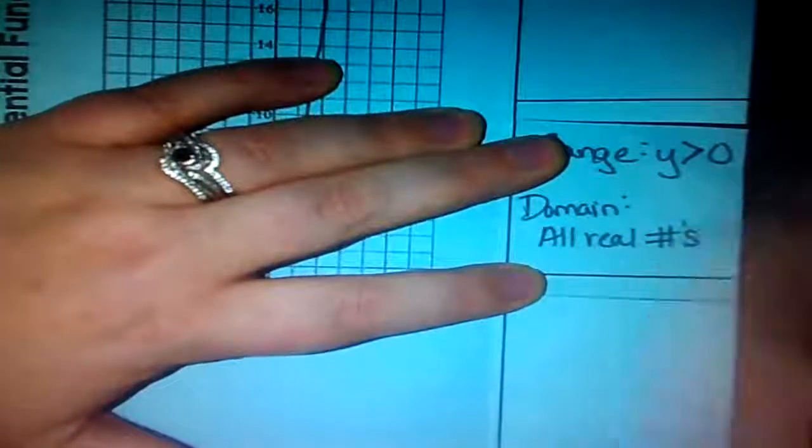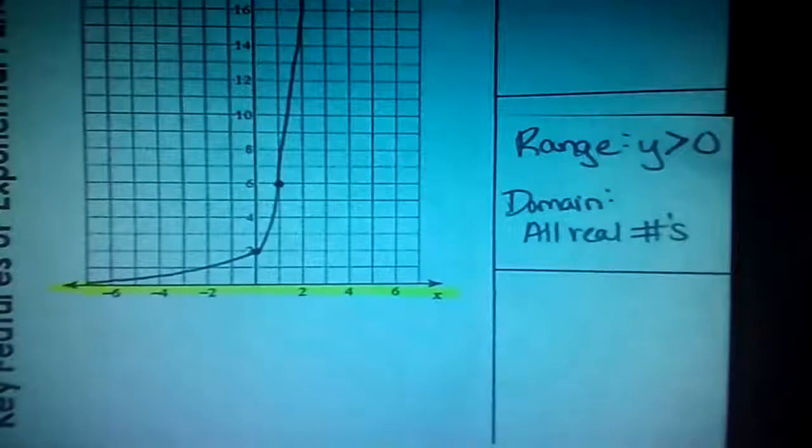An exponential equation, your domain should always be all real numbers. Unless they tell you there is a restriction on your domain, your answer should always be all real numbers. The one that's going to change is your range. It could be above your horizontal asymptote or it could be below. So you have to find that asymptote first before you can do the range.